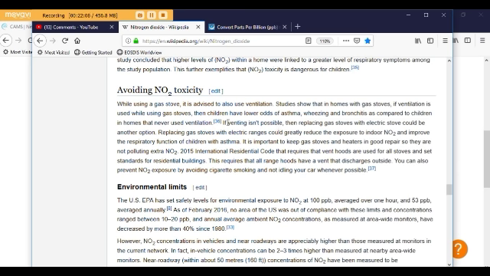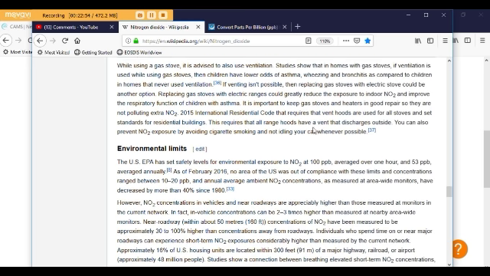Okay, avoiding NO2 toxicity. While using a gas stove, it is advised to also use ventilation. Studies show that homes with gas stoves, I guess they mean gas heaters and other kinds, and propane and all these others, if ventilation is used while using gas stoves, then children have lower odds of asthma, wheezing, and bronchitis, etc. If venting isn't possible, then replacing gas stoves with an electric stove could be another option. Replacing gas stoves with electric ranges could greatly reduce the exposure to indoor NO2. So that's for cooking as well. It's important to keep gas stoves and heaters in good repair so they are not polluting extra NO2.